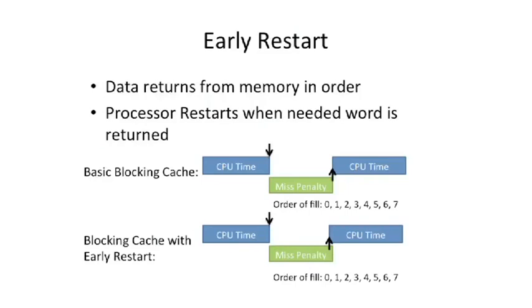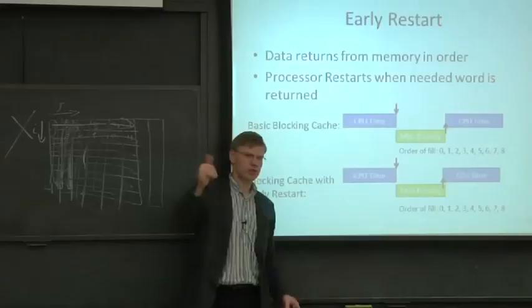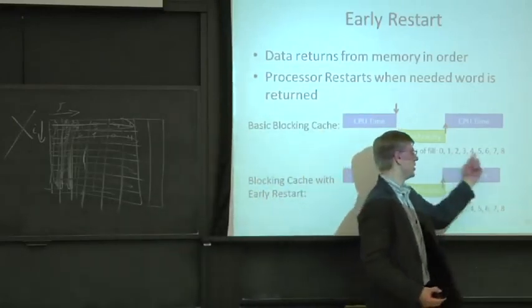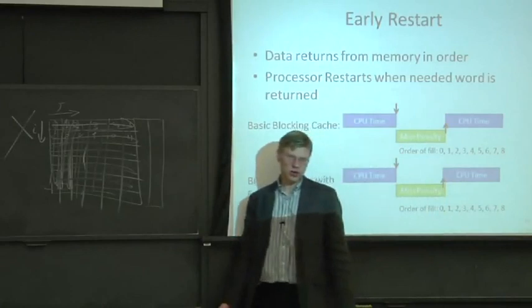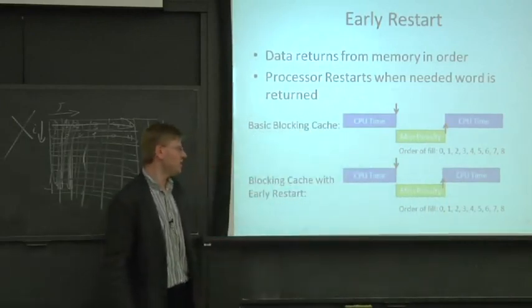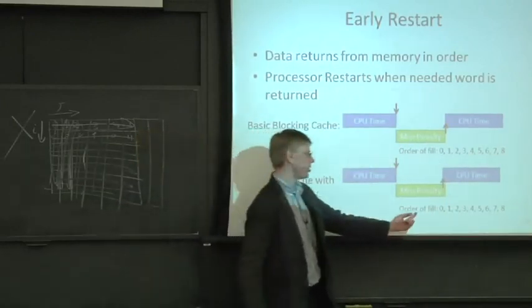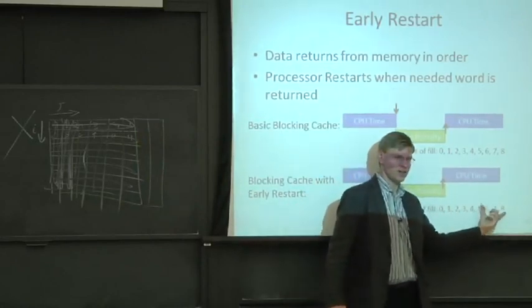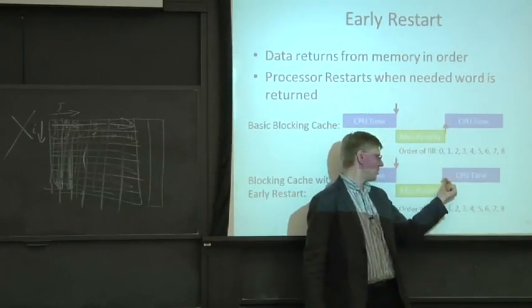Early restart is another way to do this, which takes a little bit less hardware. Instead of having the memory system rotate the memory that it returns back to you, it still returns the memory in the canonical order. But we just wait until, let's say, we want address 3 here, it comes back, and then we restart there. So you can see there's a little bit of time here which we can overlap.